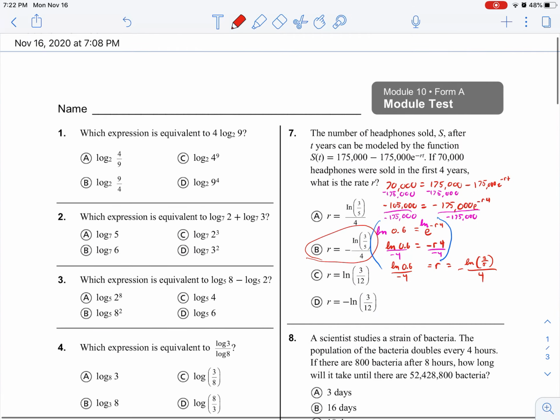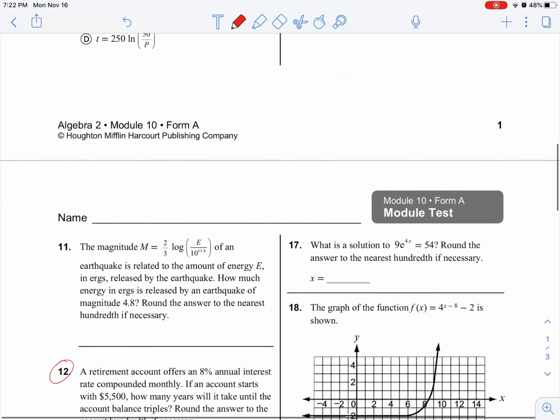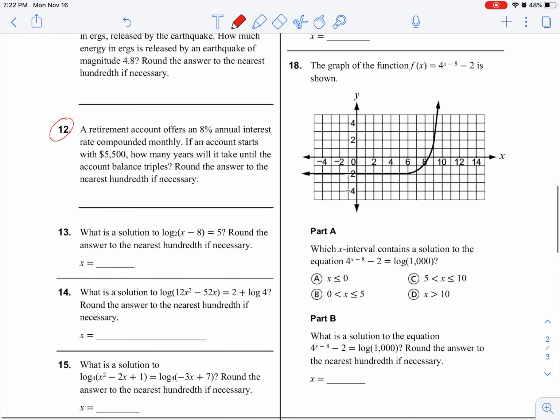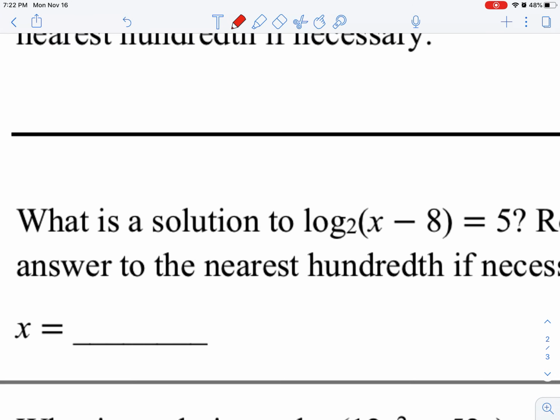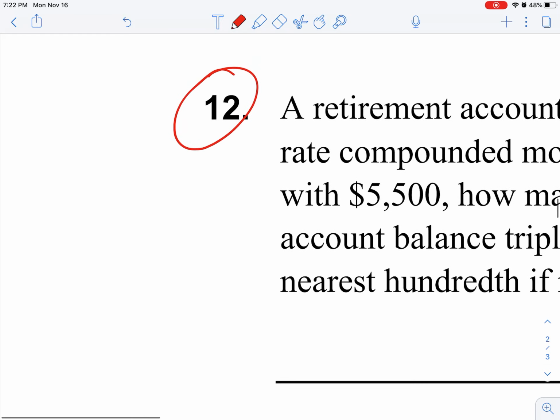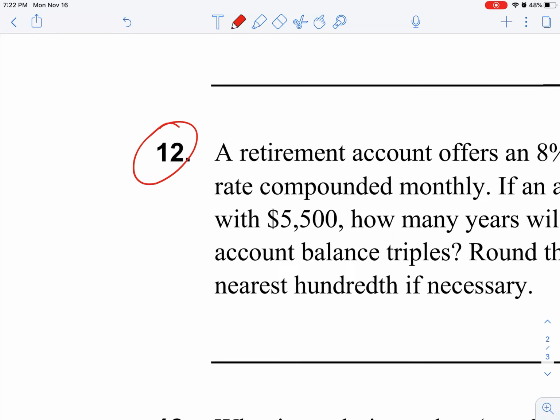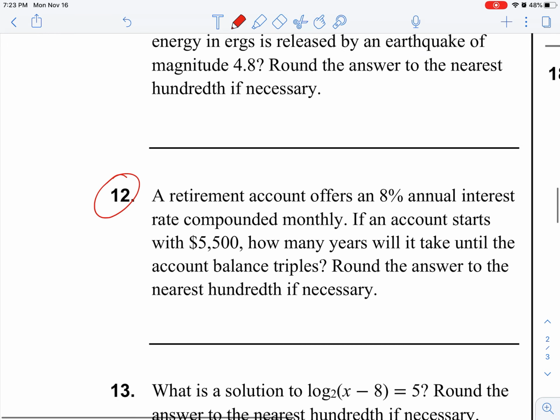All right, and you said 12 as well. Make sure I have enough space over here. A retirement account offers 8% annual interest rate, compounded monthly. If an account starts with $5,500, how many years will it take until the account balance triples? Round the answer to the nearest hundredth if necessary.